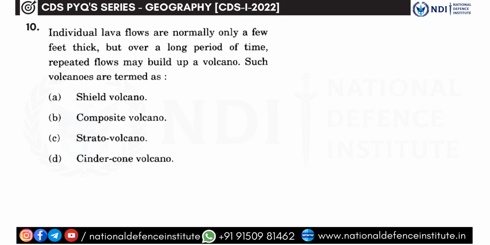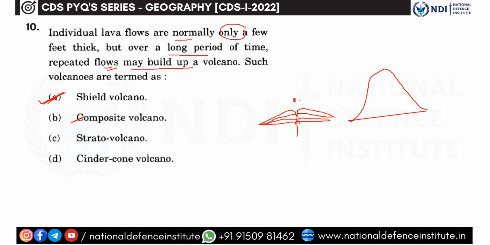Individual lava flows are normally only a few feet thick, but over a period of time repeated flows may build up a volcano. See here, normally only a few feet, that means when the lava magma is erupted, there will be an eruption, and it might be very thin. Frequent eruptions will keep covering that over and over. When that happens, that makes your shield one. So the answer is shield volcano. In a composite volcano, you will be having viscous lava and the mountain will be growing.